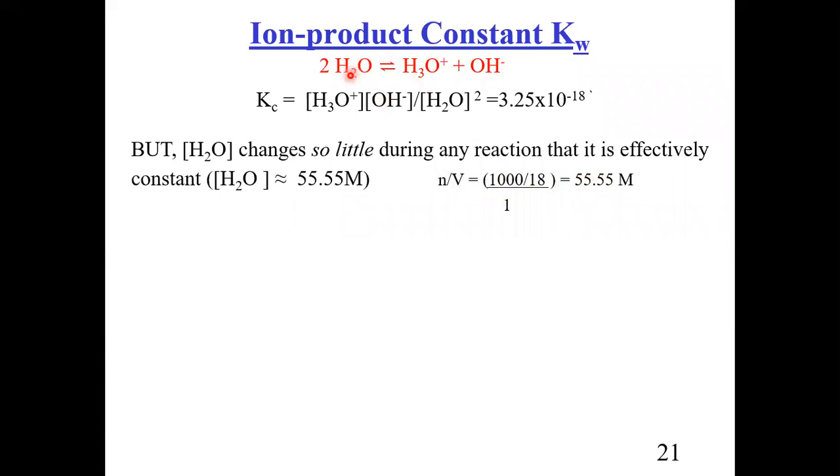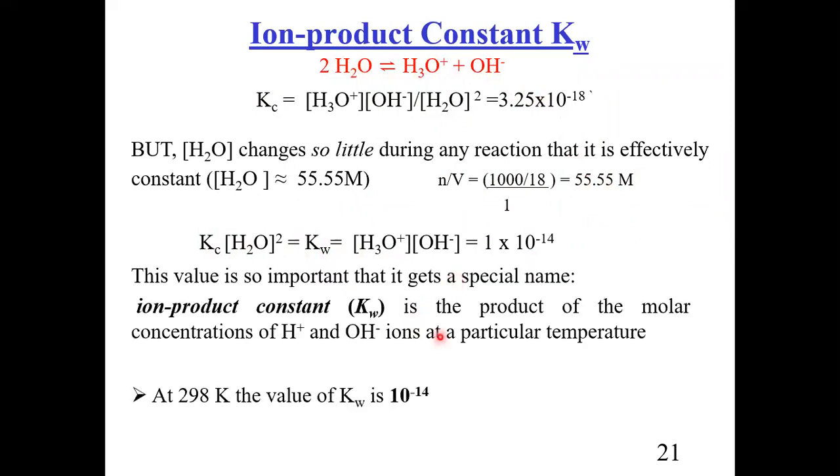Thus, no matter what direction, how much we go forward relative to how much we go back, essentially the concentration of water is constant. And if I treat it as a constant, I could take it out, multiply it by Kc, and then I multiply this number by 55 squared, and we get a number called Kw. And Kw is well known to be the ion product constant of water. Its value is equal to 1 times 10 to the minus 14. That is at 25 degrees Celsius, which is 298 degrees Kelvin.